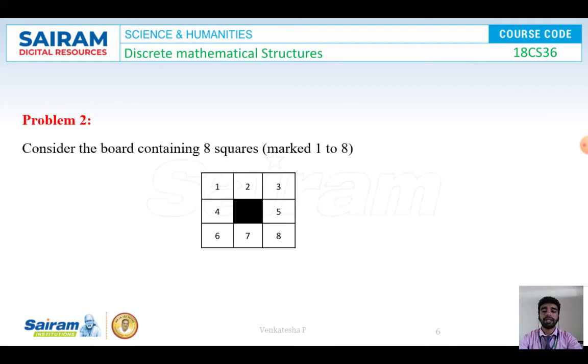One more example. The board contains 8 squares marked from 1 to 8. So this is the board they have given, and for this board we have to frame a Rook polynomial. So now we'll find R1, R2, R3. As I told, R1 is nothing but the number of empty squares in the board. Since it contains 8 squares, the value of R1 will be equal to 8. Now we have to find R2. R2 is nothing but making a pair of two non-capturing rooks.